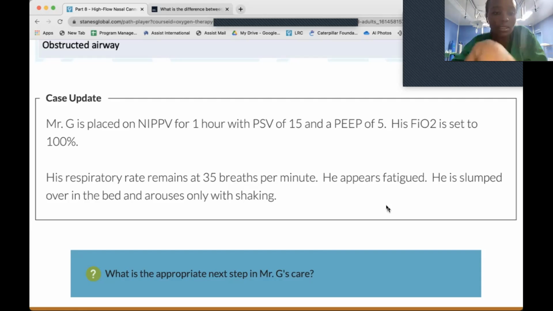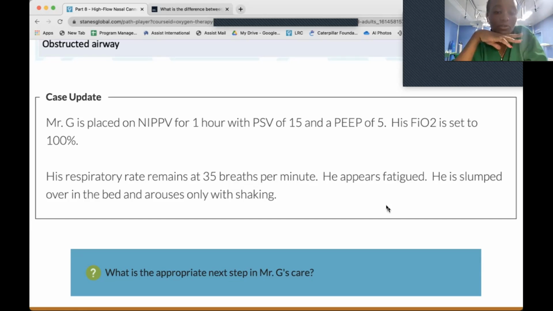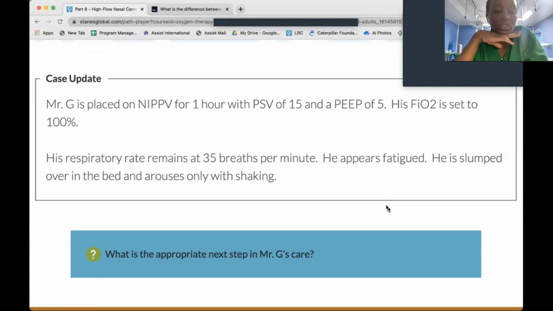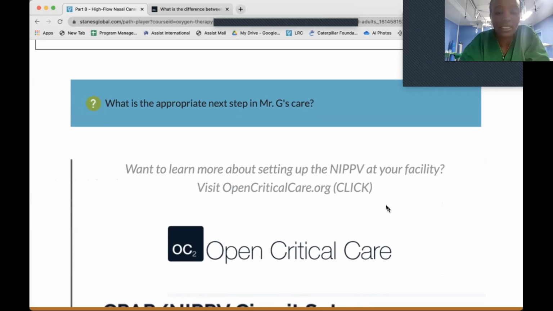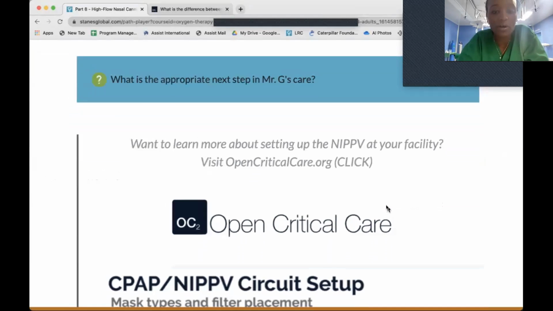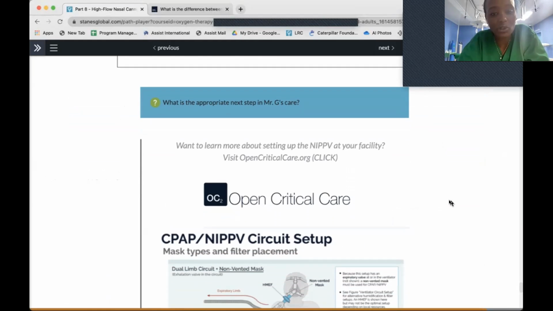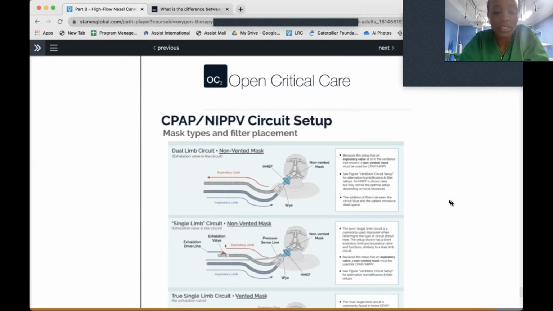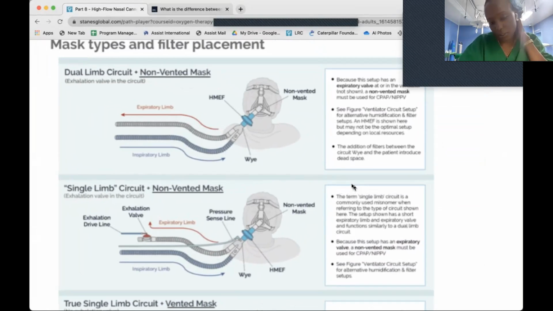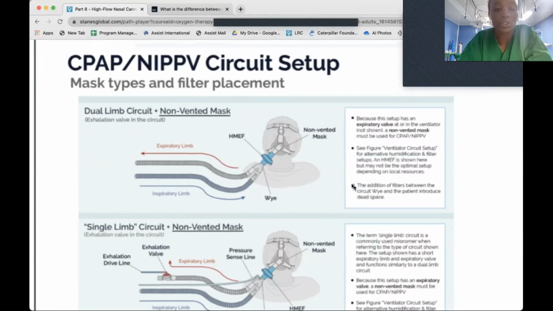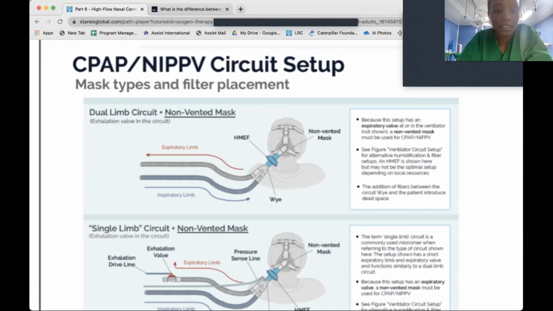So you've put him on the bi-level mode. He has a pressure support of 15 and PEEP of 5, but you're still noting that the respiratory rate is increasing and it's at 35. It's still high, and the patient is fatigued. What would you do next? This shows that he's not responding to this mode of ventilation. So the immediate course of action is to think of intubating this patient, because if he continues breathing like that, he'll get respiratory fatigue. So the next action should be to intubate the patient.